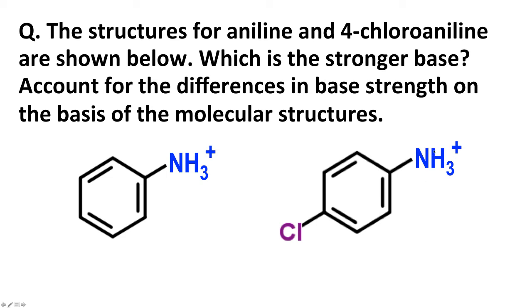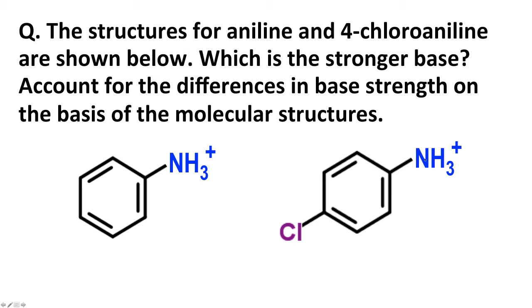And now if we look at how strong the conjugate acids are, we're looking at how easily an H+ dissociates from this molecule. And this molecule has a chlorine on it, the 4-chloroaniline. And chlorine, as we saw before in the previous example, is quite electronegative. It withdraws electron density from as far away as this in the molecule.